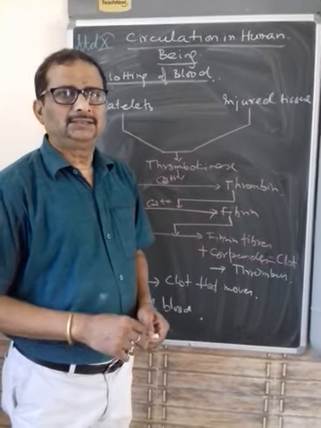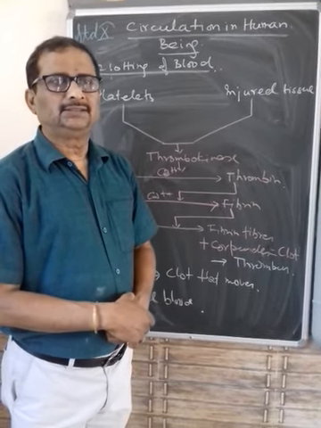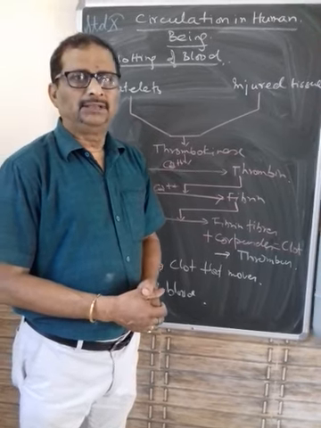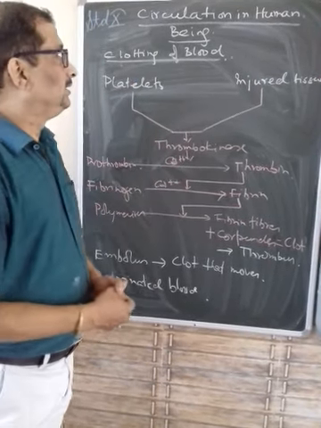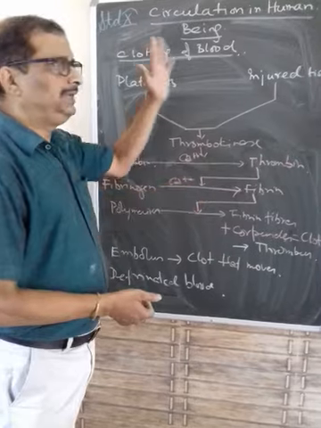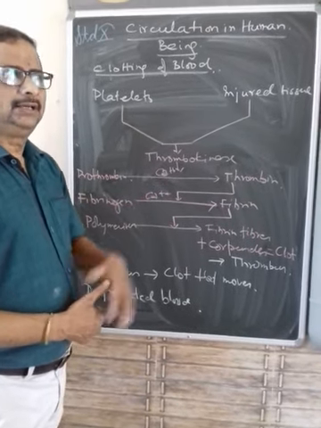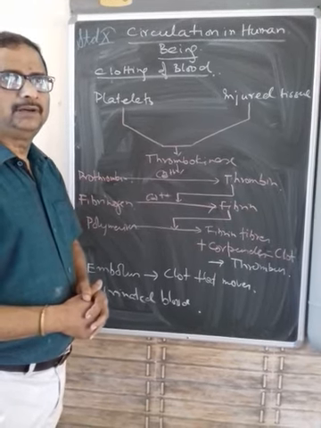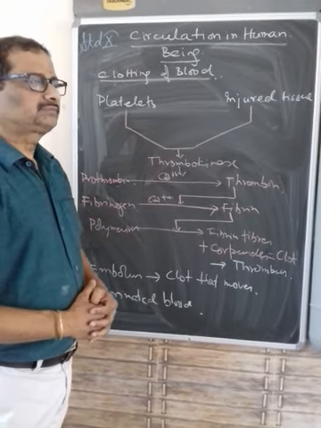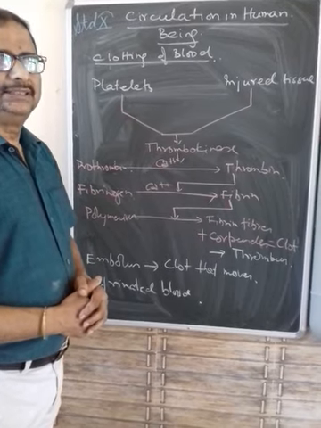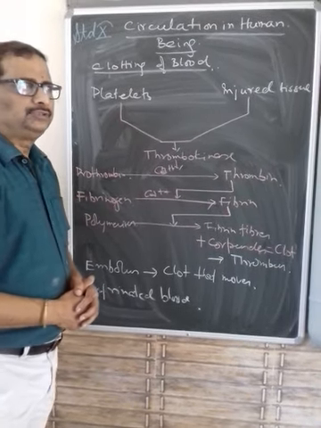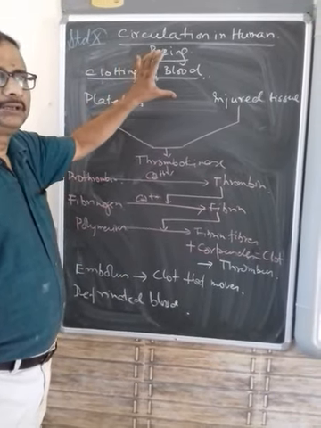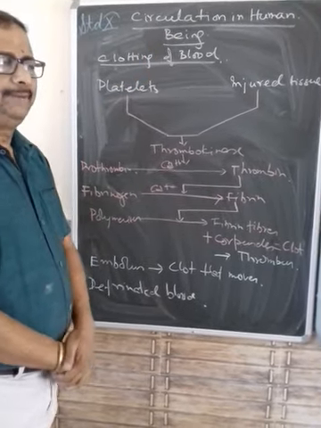So we start the new session after the vacation with the continuation of the chapter on circulation, blood circulation in human beings. Where we left off was mainly the different types of cells found in the blood, the corpuscles and the plasma, their composition, their function, etc. Today we are going to study the process of clotting in blood.